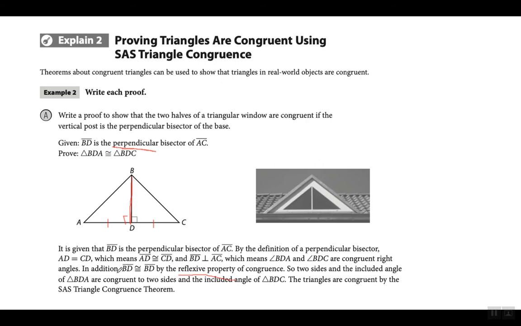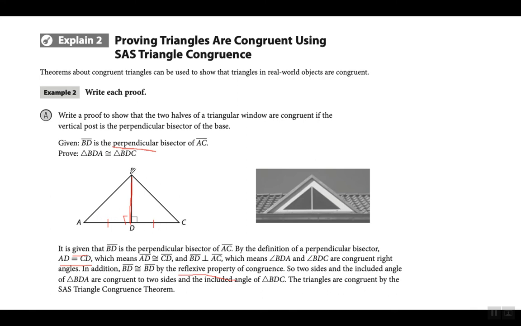All right, so honestly, I hate this little paragraph form. I think it's easier to see when they list it, but whatever. Let's just look at it. It is given that segment BD is the perpendicular bisector of AC, given. By the definition of a perpendicular bisector, AD equals CD. That's the first thing I said. Because that's a perpendicular bisector, AD equals CD.